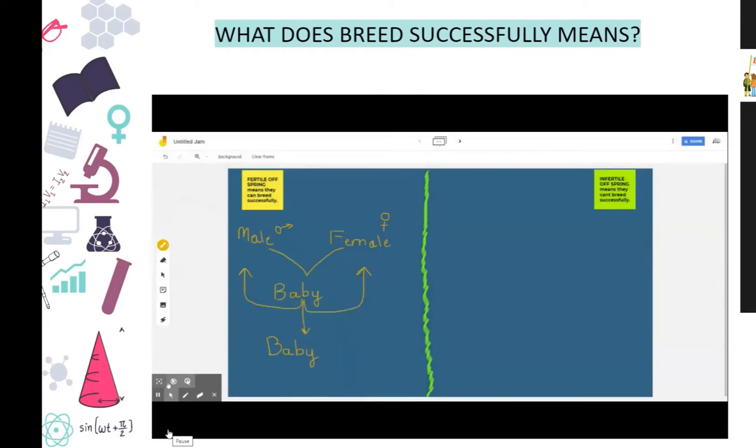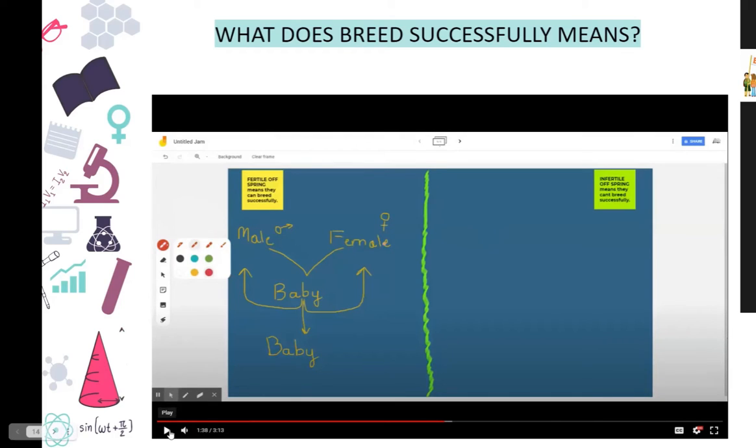This means a breed is successful. Does it make sense? A successful breed doesn't mean that, if a baby is born and, let's suppose, it doesn't have an eye or a nose, this is a successful breed. No, this doesn't mean a successful breed. Successful breed means a baby can produce a baby, whatever type of baby it is, okay?